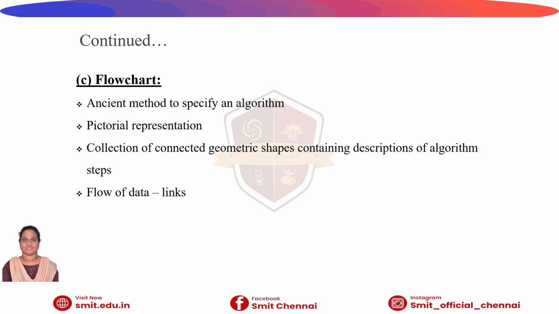The next one is flowchart. So in the earlier days of computing, the dominant method for specifying algorithms was a flowchart. Flowchart is a graphical representation of an algorithm. It is a method of expressing an algorithm by a collection of connected geometric shapes containing descriptions of the algorithm steps. So if the design is inefficient or unclear, revise earlier decisions.